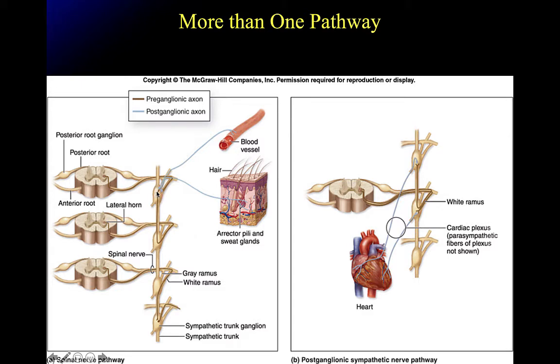If we do synapse there, we have the potential to hop out and head out through this gray ramus communicans to get onto that spinal nerve, going out to something like an erector pili muscle or out to a blood vessel. And so we can hit those targets by using that gray ramus communicans.